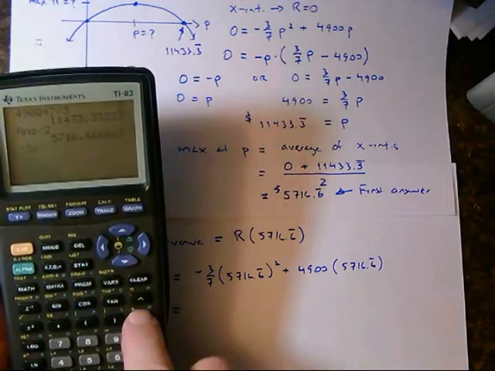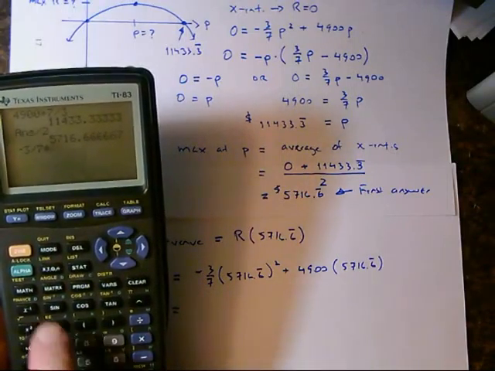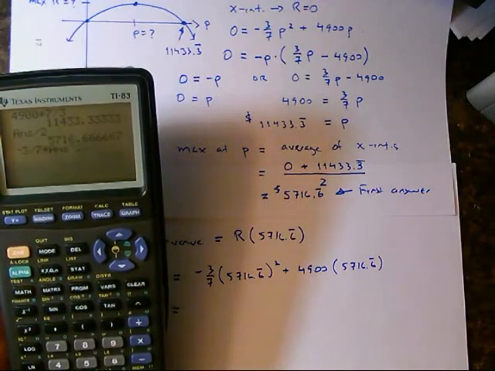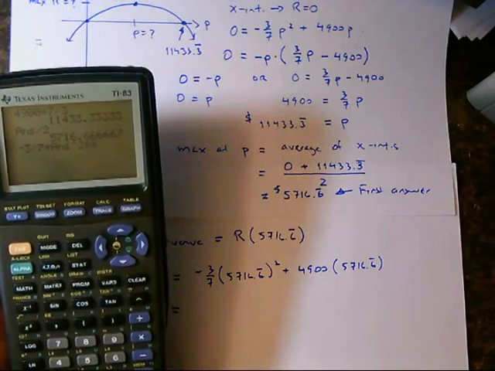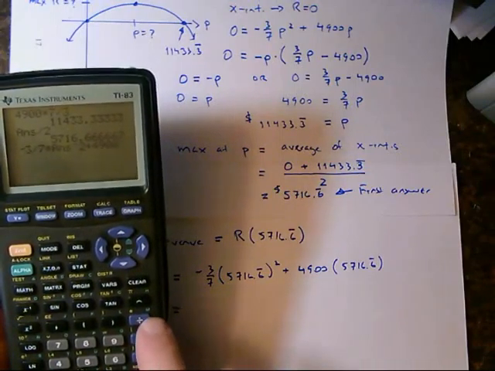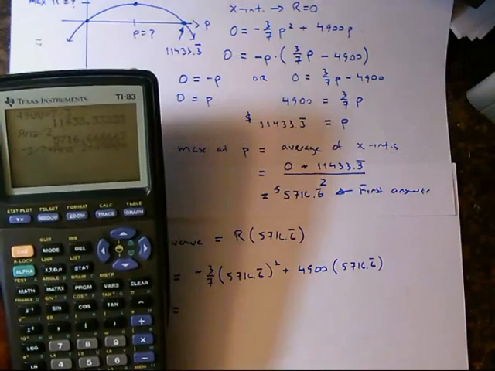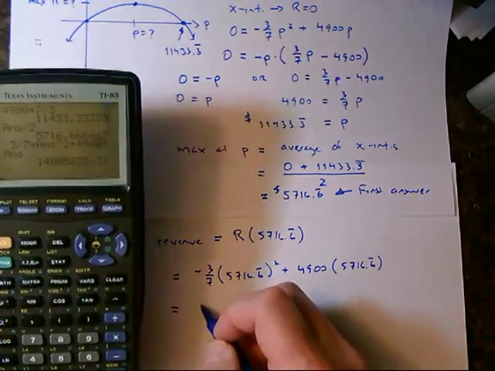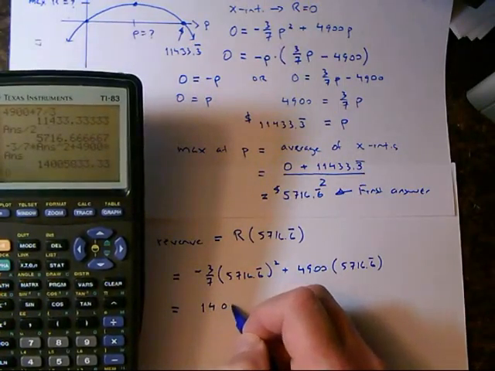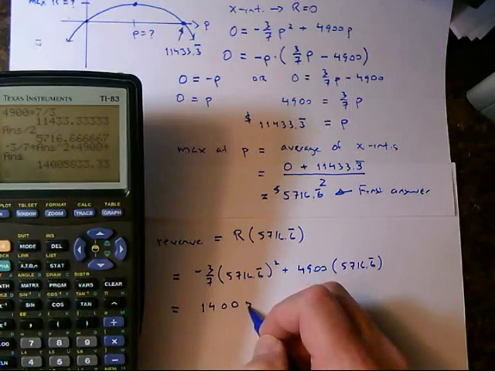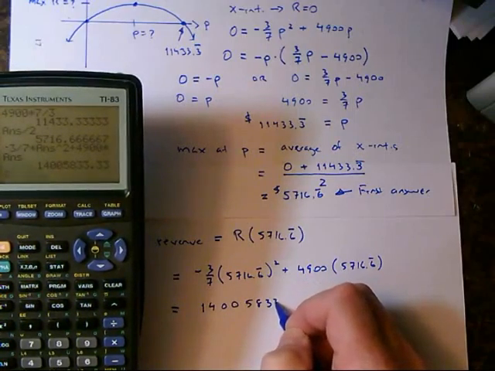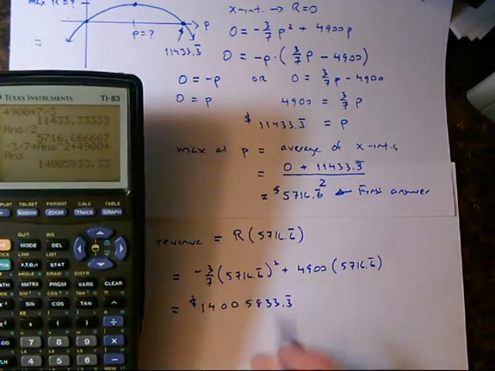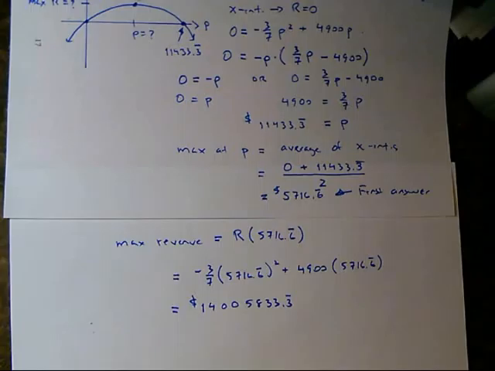I can do -3 divided by 7 times second answer squared, plus 4900 times second answer, and get a fairly largish number, 14005833 with 3's repeating. So revenue will be something on that order.